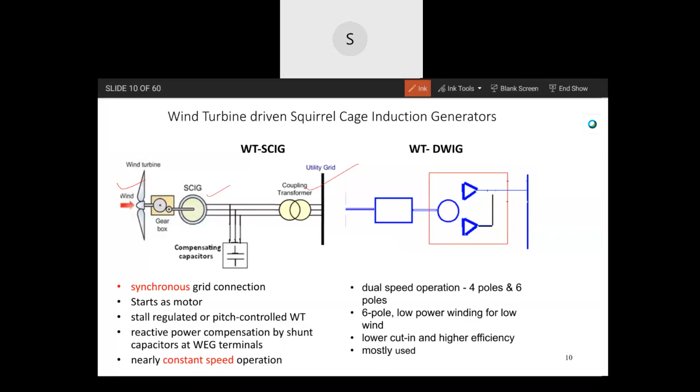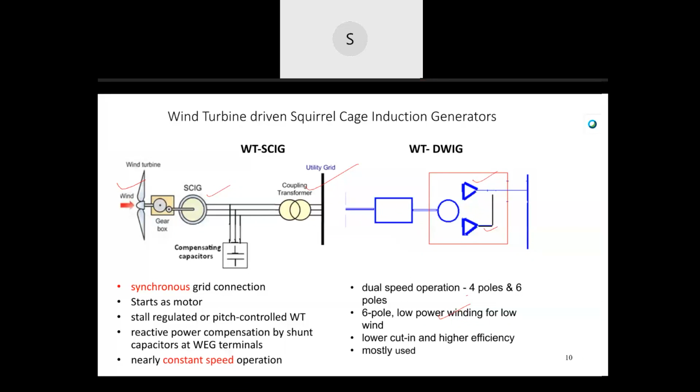So that's where the idea came: how about having two different windings in the stator itself, with either one connected? For low power, a 6-pole winding will be connected, so that synchronous speed is 1000 RPM. So the acceleration time is less, and it's a low power winding, so losses also will be less. As a result, the cut-in wind speed will be less, so overall efficiency will be high. This is the simple working principle of the squirrel cage induction generator based wind turbine.